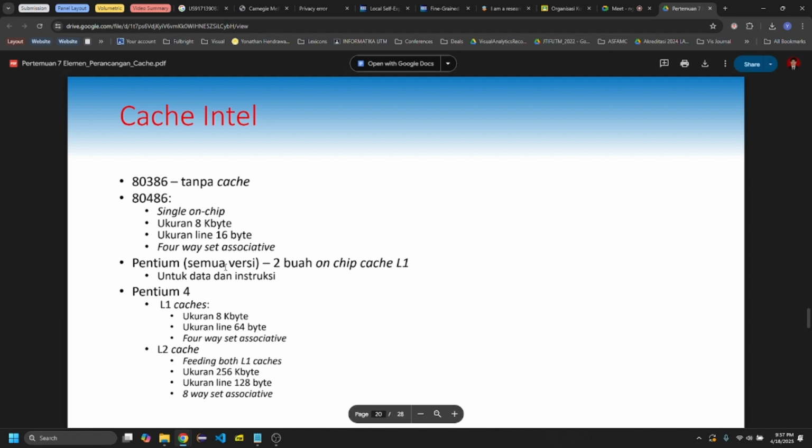For all versions of Pentium, it has 2 on-chip L1 cases, one for data and one for the instruction. For Pentium 4, it has multi-level, L1 case and L2 case. This is the specification.